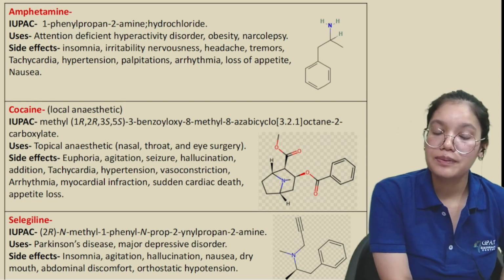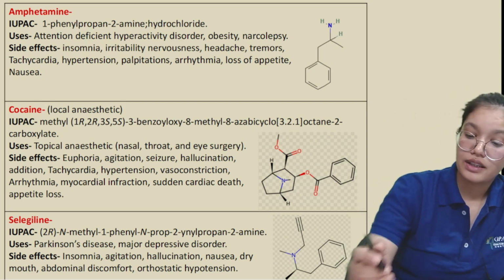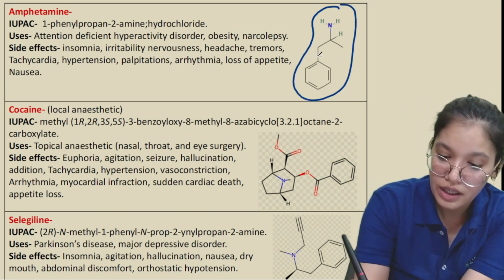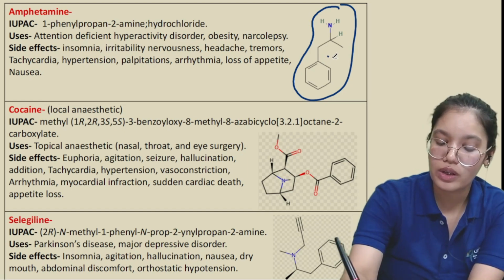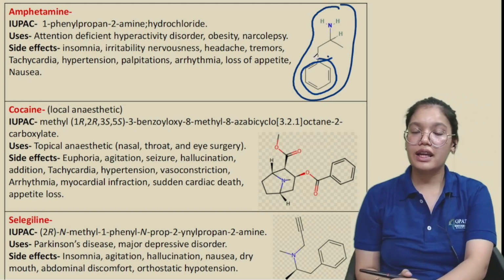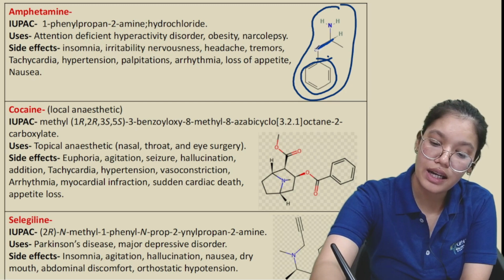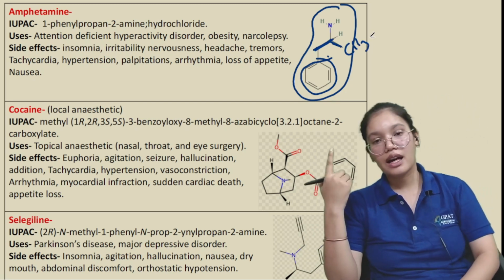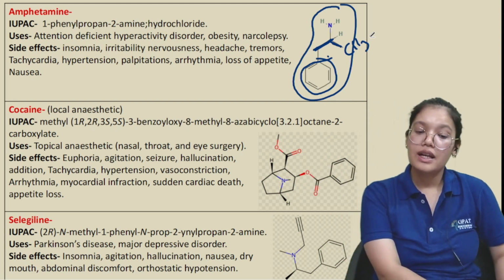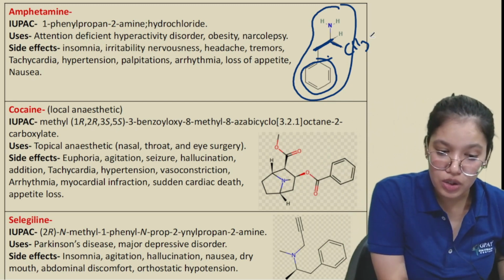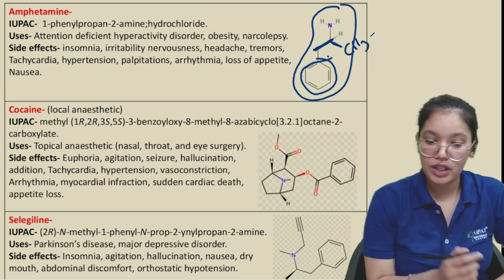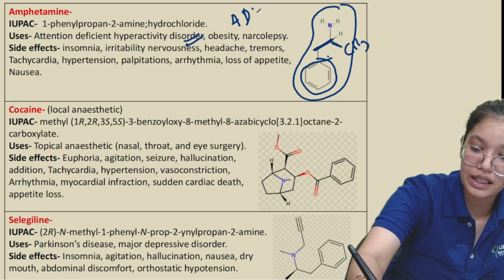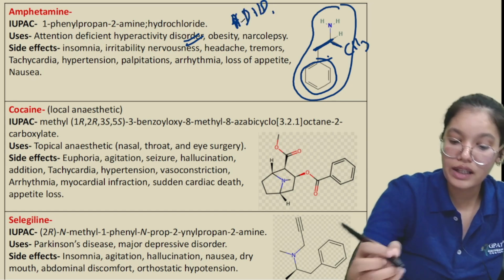Now, amphetamine, if we talk about its structure, it is a non-catecholamine, so it contains a simple phenyl ring. This phenyl ring is attached to the ethyl bridge that contains CH3 at the alpha position, which is attached to the amine group, so that is amphetamine. If we talk about its uses, it is used for attention deficit hyperactivity disorder, that is ADHD.